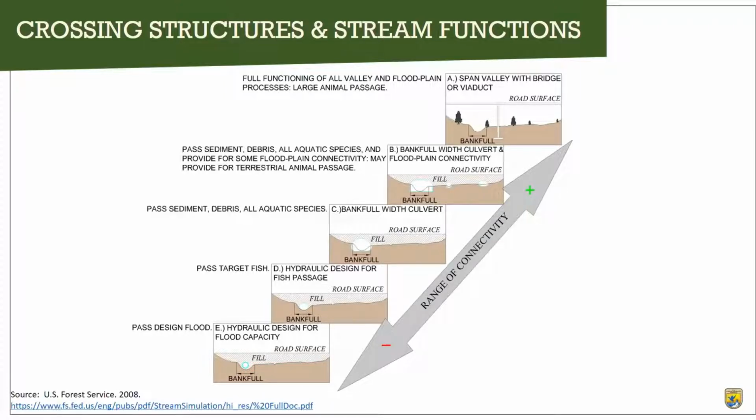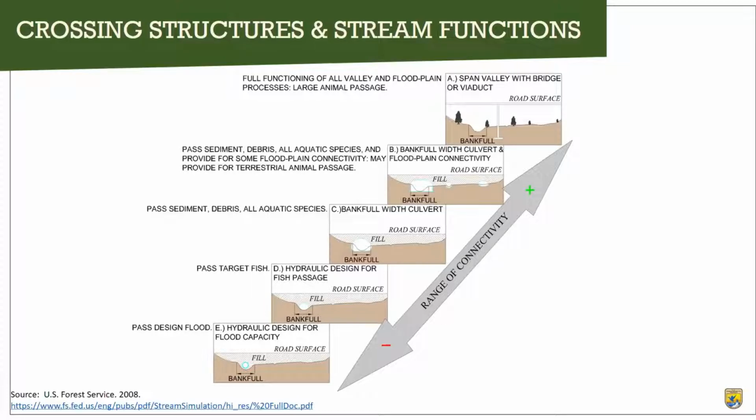The approach shown in these panels will help us to address the ecological function of passing fish and other aquatic species, especially in panels B and C, and providing for appropriate sediment transport and terrestrial animal passage. All of these things are the stream functions that we heard about yesterday.